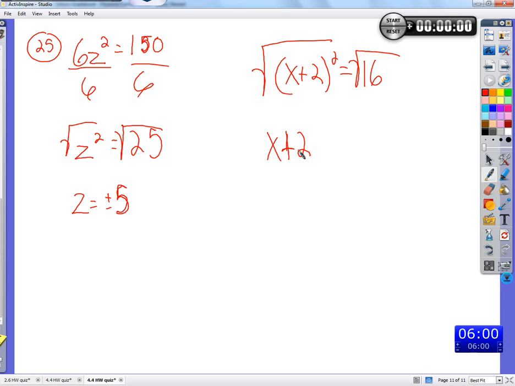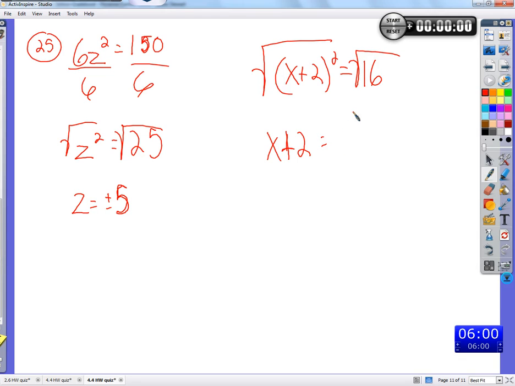Because if you wrote it out, it's x plus 2 times x plus 2. The square root of 16 is 4 because 4 times 4 is 16. The square root of x plus 2 squared is x plus 2 because x plus 2 times x plus 2 is x plus 2 squared. So yes, that is the square root of x plus 2 squared.